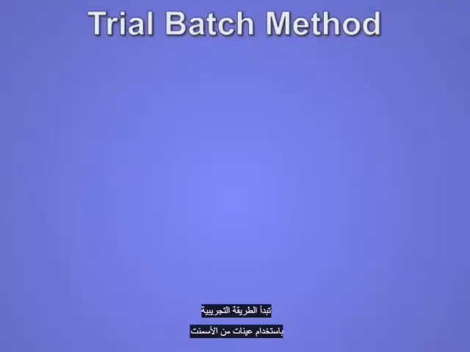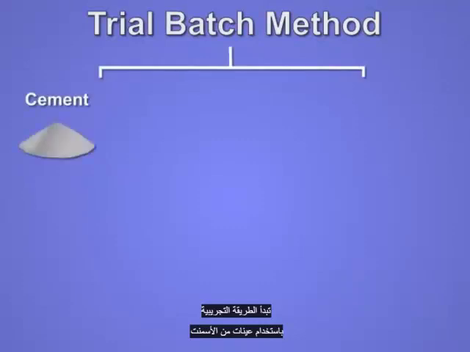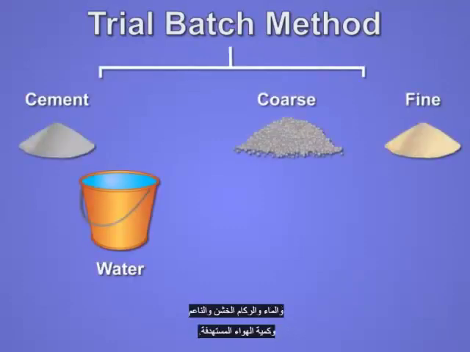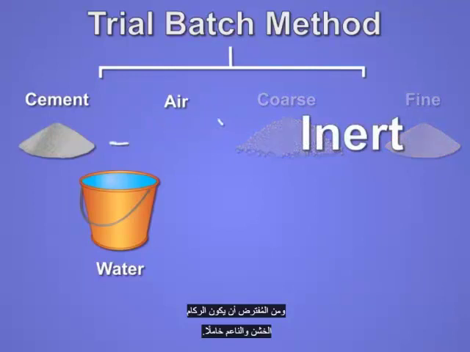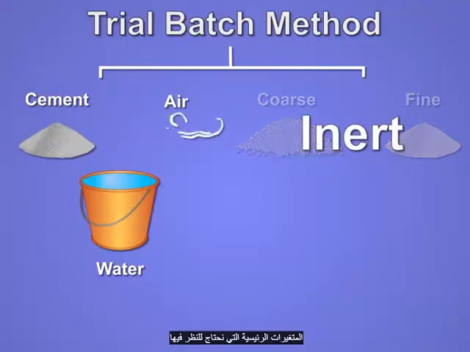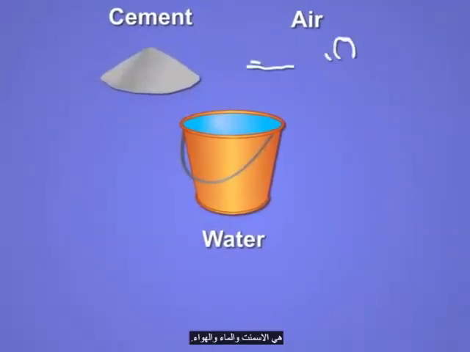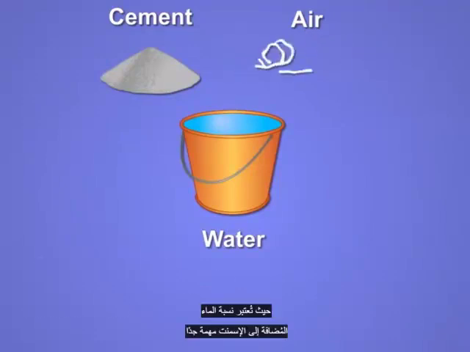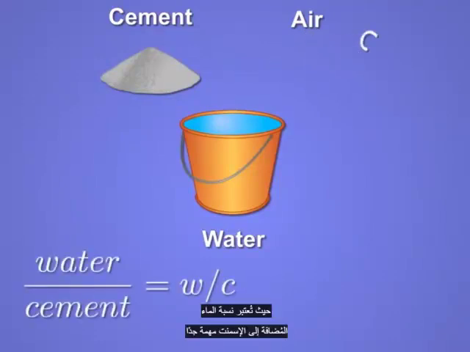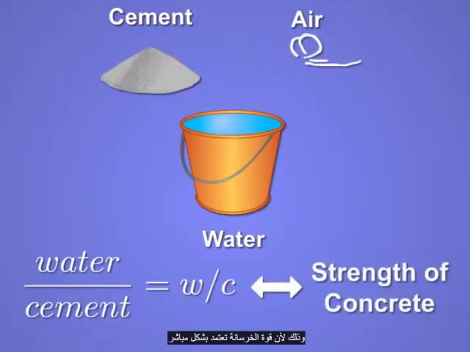The trial method begins with samples of cement, water, coarse and fine aggregates, and target air content. The coarse and fine aggregates are assumed to be inert. The main variables we need to consider are the cement, water, and air. The water-to-cement ratio is very important because the strength of concrete is directly dependent on this quantity.